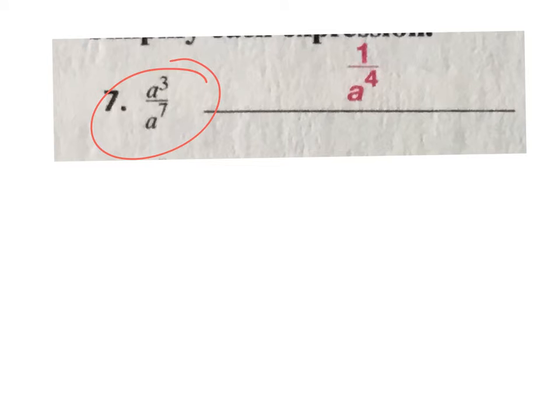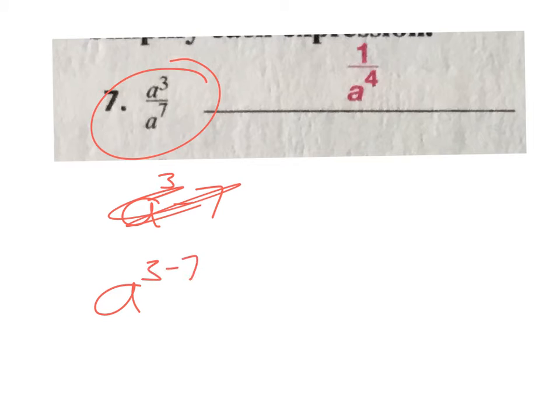As a reminder, a to the third divided by a to the 7th is the same as a to the 3 minus 7. Let's write that again: a to the 3 minus 7, which is a to the negative 4th. And if we're talking standard form, no negative exponents, so that's going to be 1 over a to the 4th.